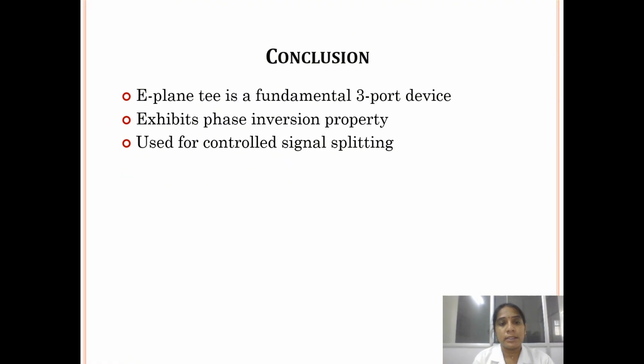Till now we have discussed the E-plane T. To conclude, the E-plane T is a fundamental three-port microwave device. It exhibits 180-degree phase difference between the outputs. It is widely used to control the signal splitting and combining.